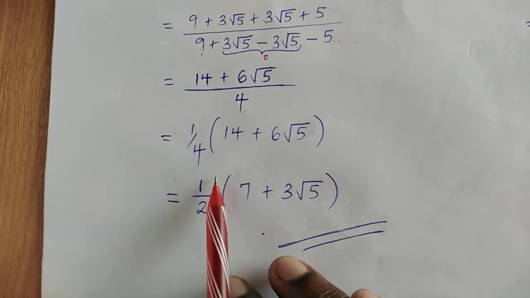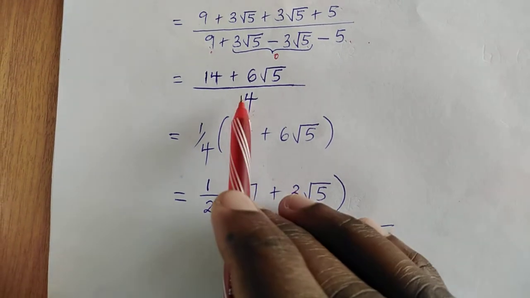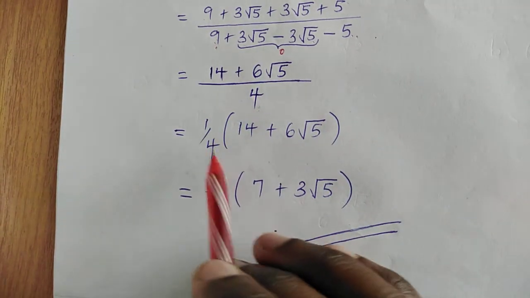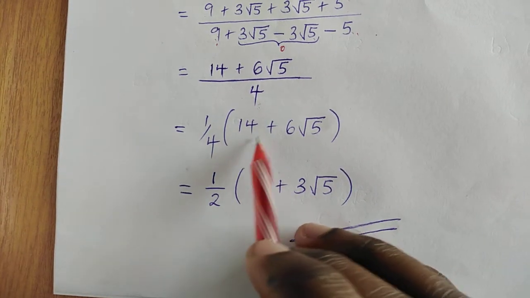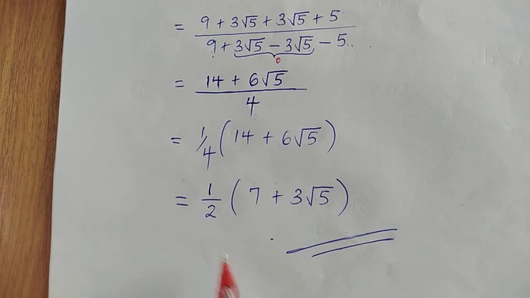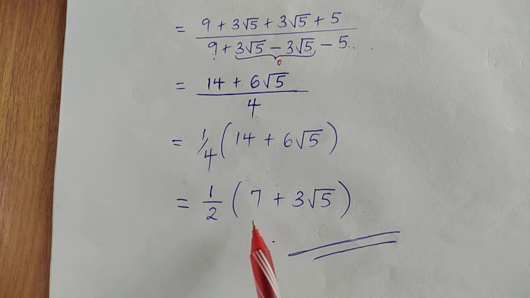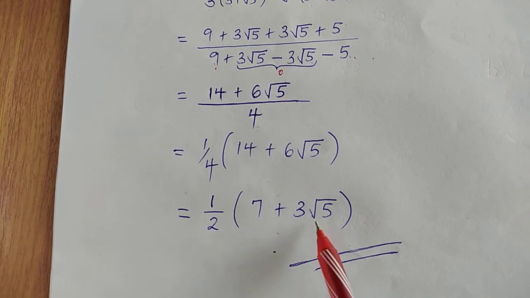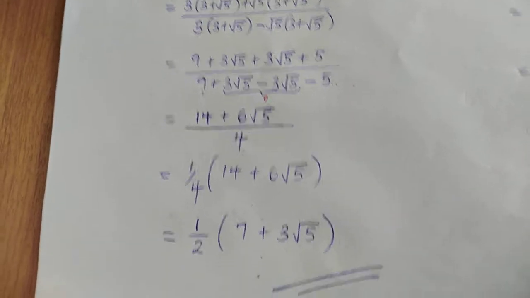But that can be simplified into this, so that we factor out 1 over 4. 1 over 4 into 14 plus 6 root 5, which is the same as a half into bracket 7 plus 3 root 5.